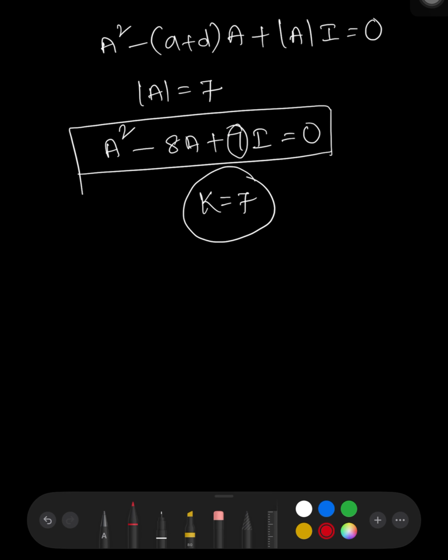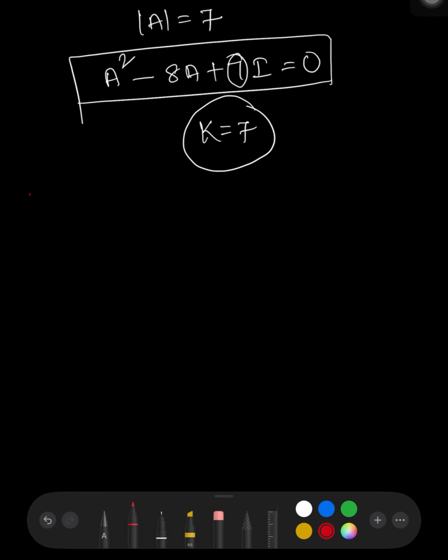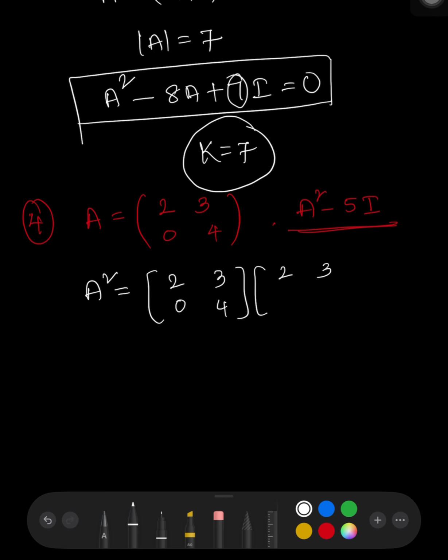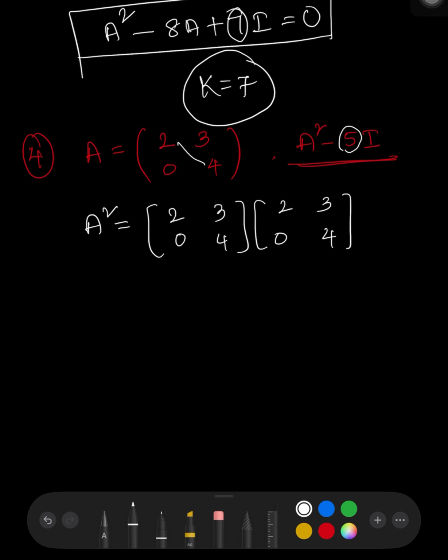Right. Now move on to the next question. Suppose A equals [2 3; 0 4], then we need A square minus 5I. So this one you can solve normally by finding A square and 5I. We can't solve this question by using that formula, because det A here is 8, and 5I is there, so I can solve this question normally.